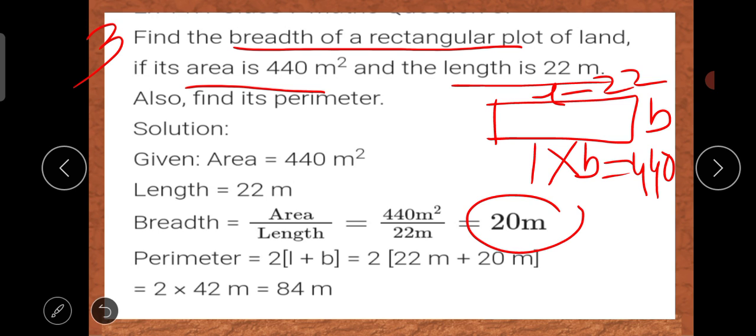Now here, second question, they asked to find the perimeter. The perimeter of a rectangle formula we know very well, that is 2 times length plus breadth. So put the values there: 2 multiplied by 22 plus 2 multiplied by 20. So we will get 2 into 42, that is 84. Either you do the addition first or you multiply 2 by 22 and 2 by 20, the answer is the same. So the perimeter of this rectangular plot of land is 84 meter.